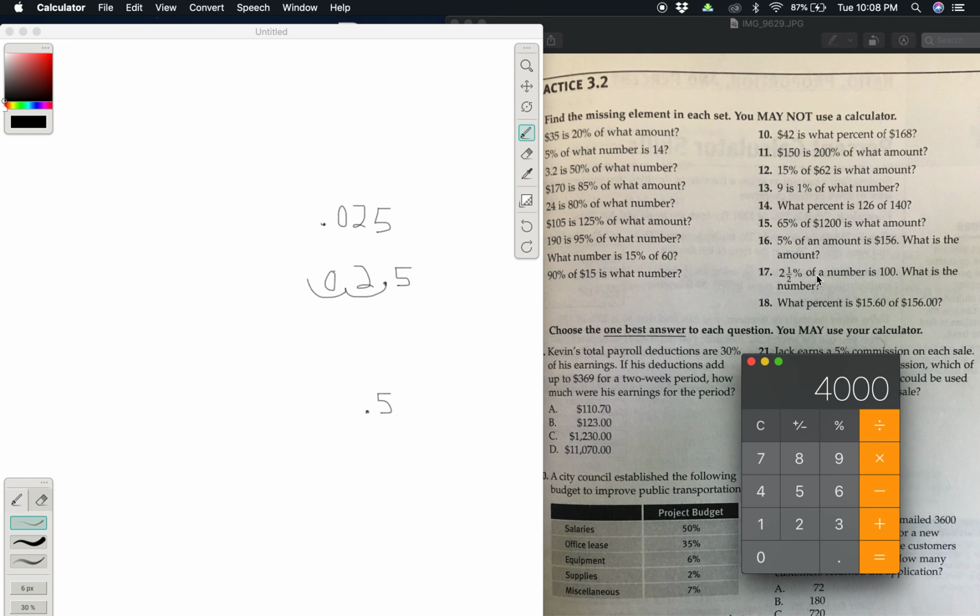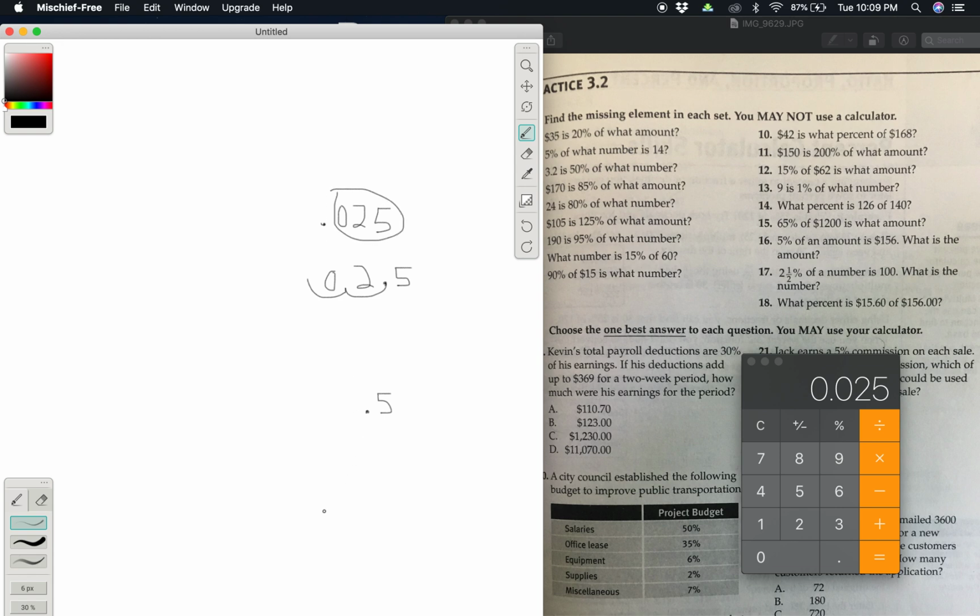Okay, so 2.5% of a number is 100. So 100 is 2.5% of 4,000. Okay, and you can always check it. This is the base and this is the part. What do you do when you have the base and the part? You divide the part by the base. Remember, we're going to have to move the decimal place over 2 times. 100, which is the part, divided by the base, which is what we got, 4,000, equals 0.025, that's what we started with. So we know that is correct.